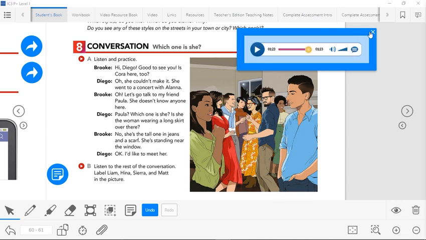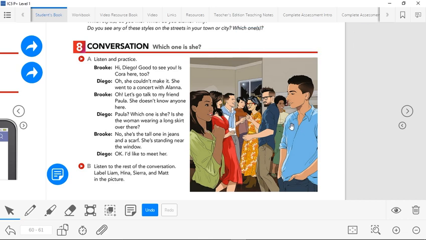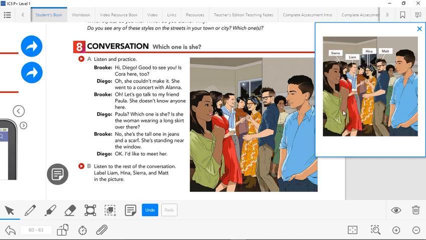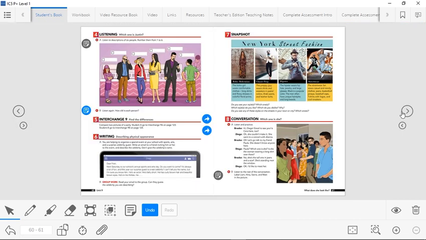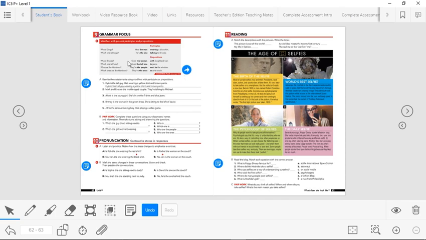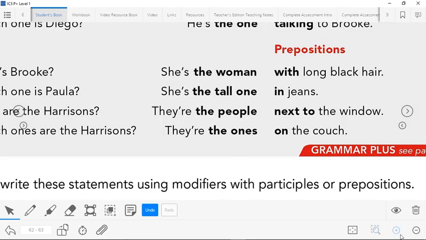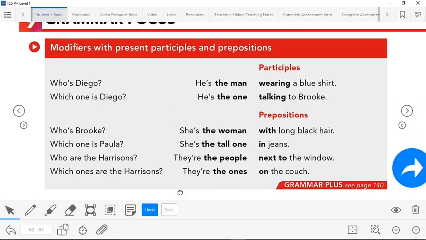Now, if you notice, they were describing multiple different people here. Let's see if you listened correctly and were helped by me to get to know each name of these people. Okay, we see that she is Sierra, he is Leon, she is Hina, and he is Matt. Very good. But how do we identify people by describing what they are doing? And we're going to be seeing just that right now.